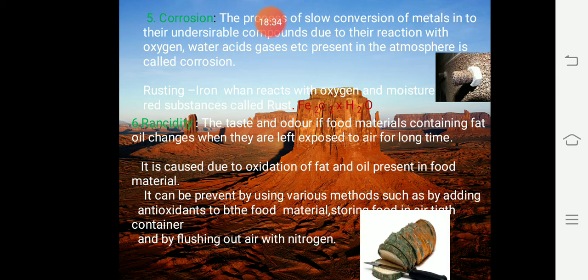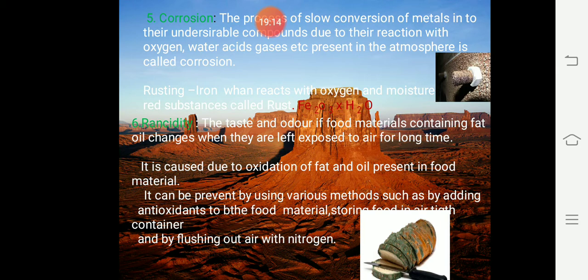And every year an enormous amount of money is spent to replace the damaged iron. And what is the formula for rust? It is Fe2O3.xH2O. In some exams they will ask this as a multiple choice: what is the molecular formula of rust? So this is corrosion, and the best example is rusting of iron, and one more is tarnishing of silver. These two are the common examples.